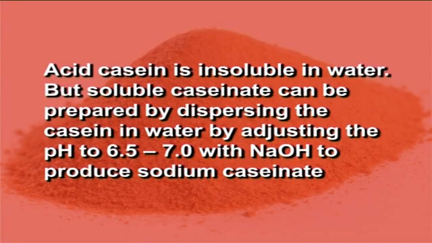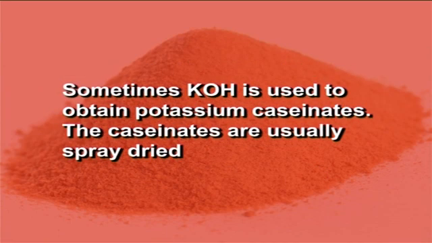Acid casein is insoluble in water, but soluble caseinate can be prepared by dispersing the casein in water and adjusting the pH to 6.5 to 7.0 with sodium hydroxide to produce sodium caseinate. Sometimes potassium hydroxide is used to obtain potassium caseinates. The caseinates are usually spray dried.